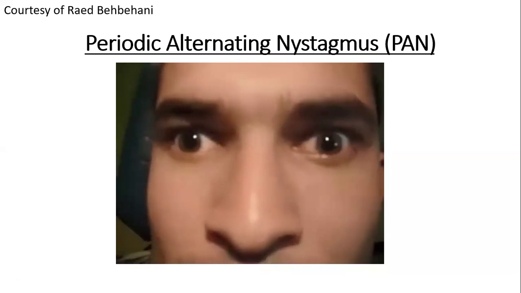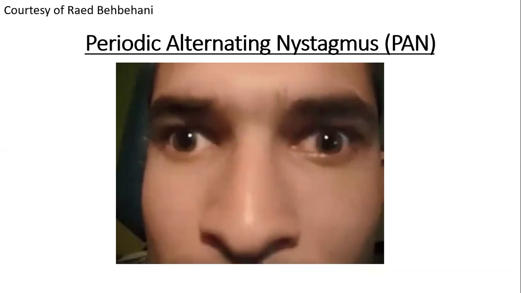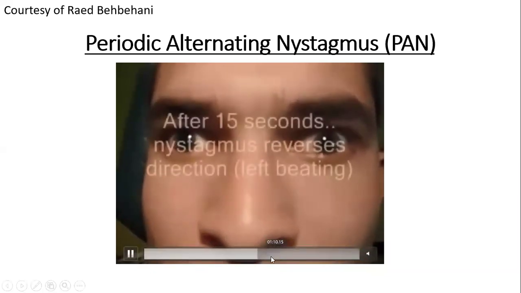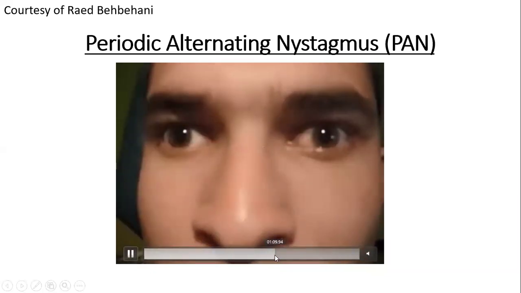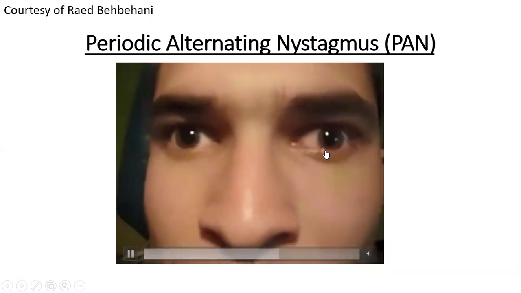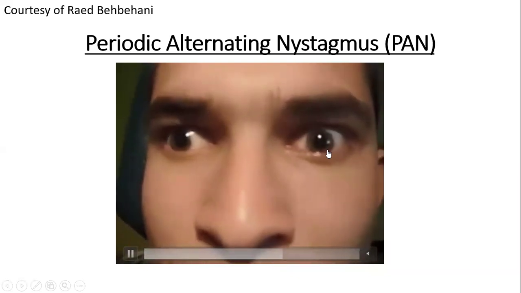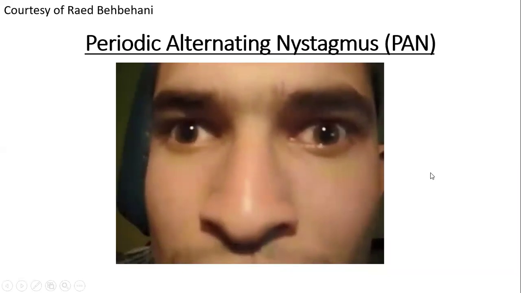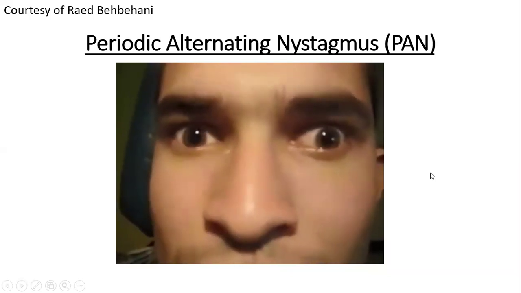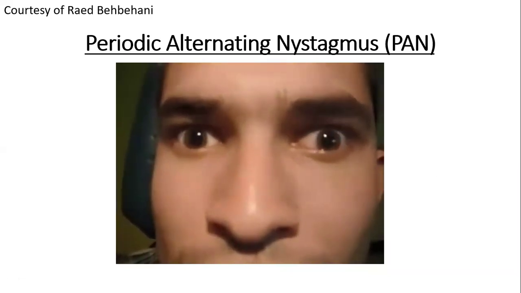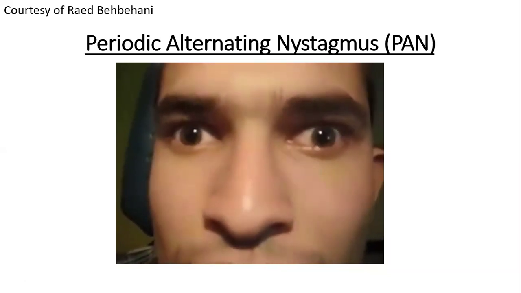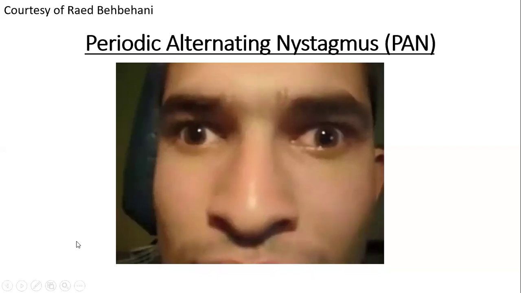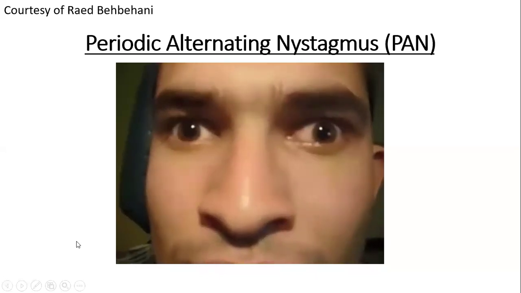Then there will be reversal of the nystagmus and it will be left jerky nystagmus. Okay, that is the periodic alternating nystagmus. And to elicit such a thing, you need to observe the patient for a few minutes to see if the patient is having periodic alternating nystagmus.